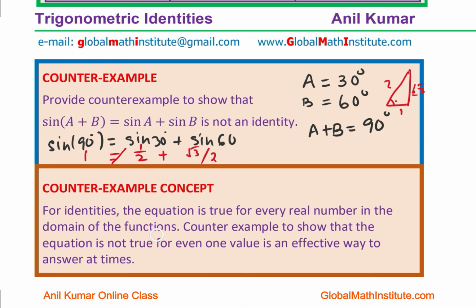So important to note is that for identities, the equation is true for every real number in the domain of the function, right? Denominator cannot be 0. A counter example to show that the equation is not true for even one value is an effective way to answer at times. Perfect. To show that it is not an identity. Does that make sense to you, right?